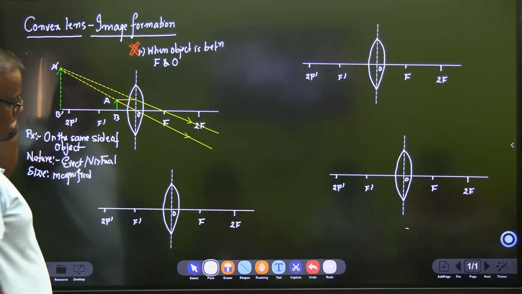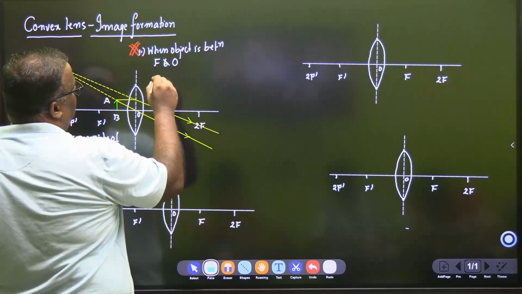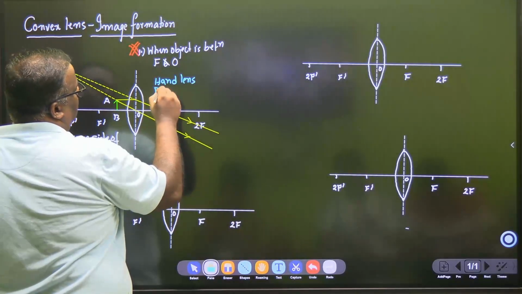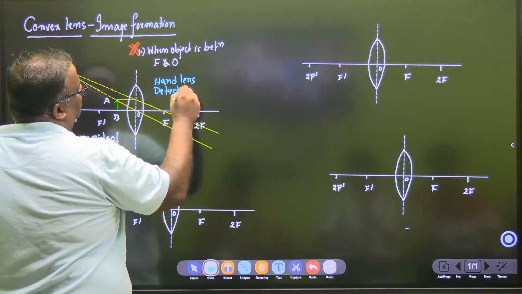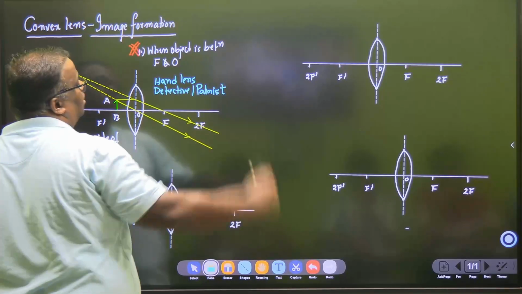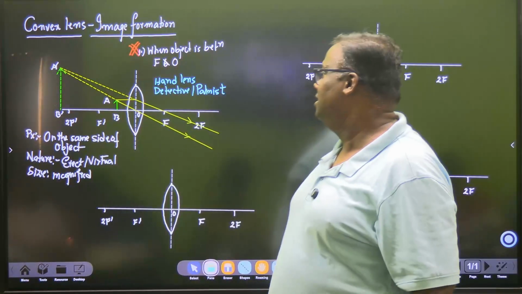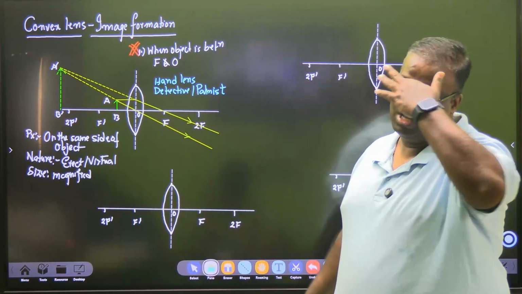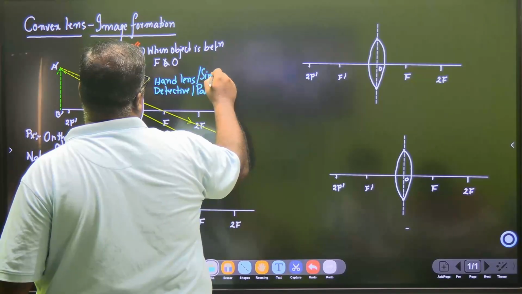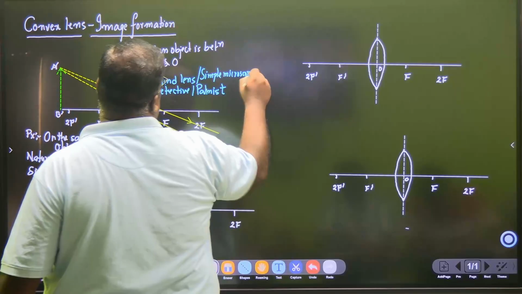Special case. Since this is a special case, let's give our special uses. The special uses would be hand lens, detective, then palmist. You know who is a palmist? Who looks at your hastarekha and does your bhavishyavani. So hand lens, detective, palmist, and this is also known as a simple microscope. Yes, sir.